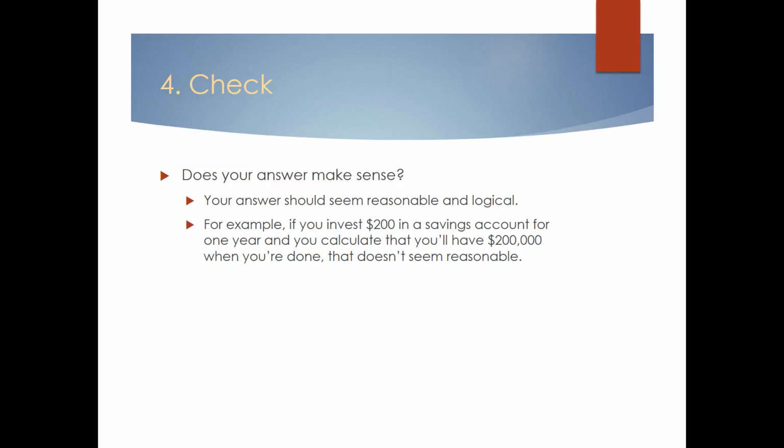To check your answer, one of the good things to do is just make sure your answer makes sense. We talked about this in the homework video previously. Make sure your answer seems reasonable and logical. If you have $200 in a savings account, for example, and you're trying to figure out what the amount would be after a year and some interest, it's really unlikely it's going to be $200,000. That doesn't seem like a reasonable answer. And if that's what you're getting, it seems like something has probably gone wrong.